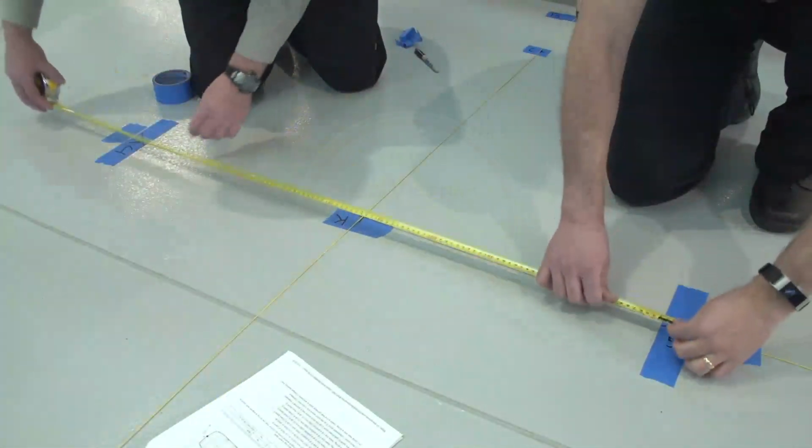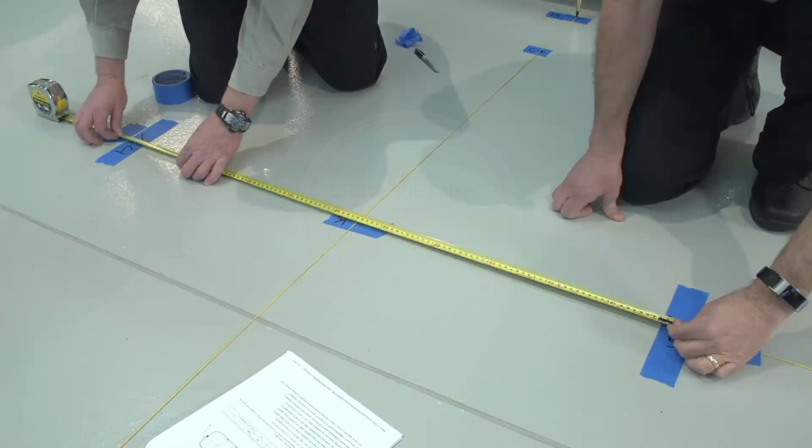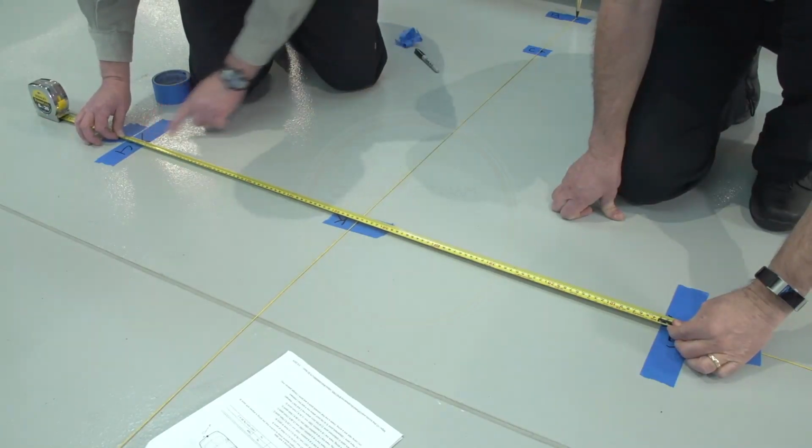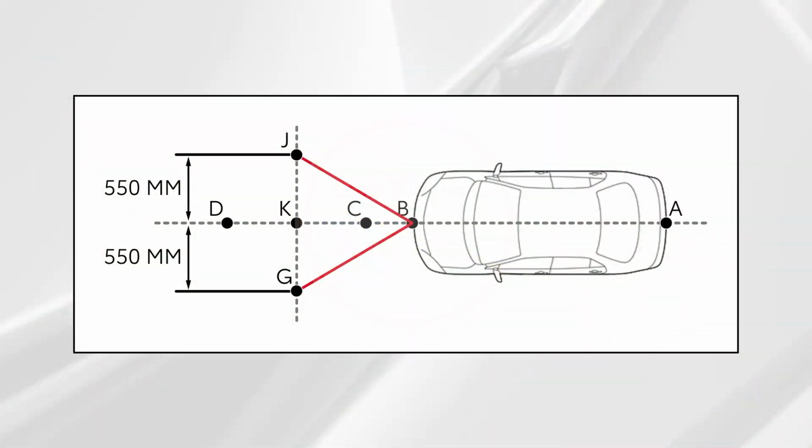With your tape measure, confirm that points G and J are 550 millimeters out along the perpendicular line from point K. Now you need to double-check the target positions. By measuring between points G and B and points J and B and doing some math, you can verify that the perpendicular string is a true 90 degrees to the center line. The measurements and math also confirm that points J, K, and G are positioned correctly.